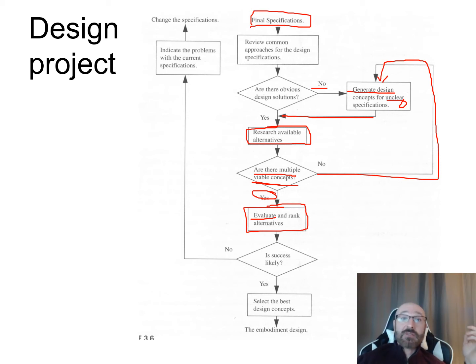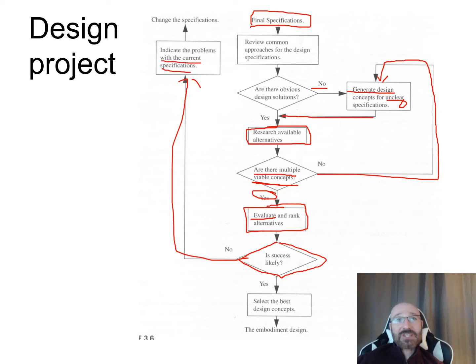Now the question is, when we evaluate and rank these and pick one, is success likely with any of these? If the answer is no, go back up here to the beginning where we indicate the problem with the current specifications and change any specifications that we can. If the answer is yes, that success is likely, then we need to select which one is going to be best of the design concepts and go on from there.